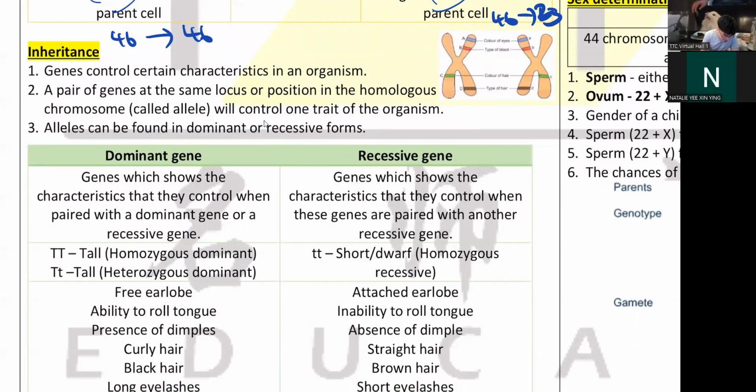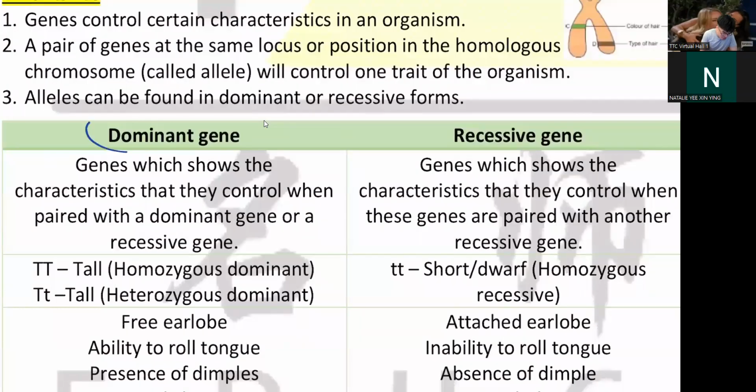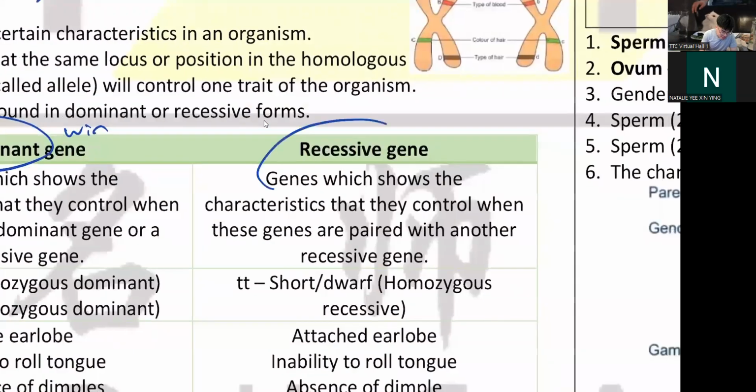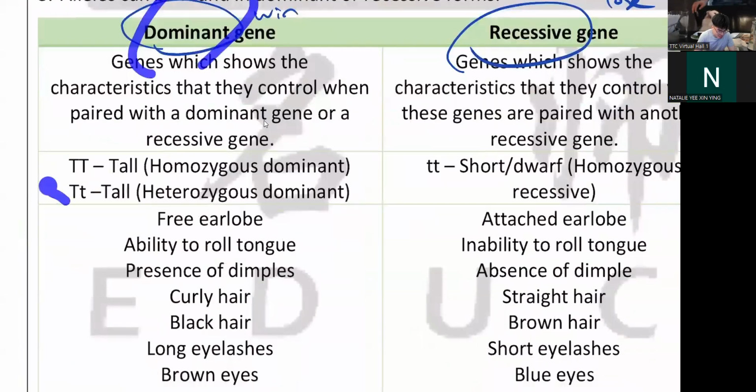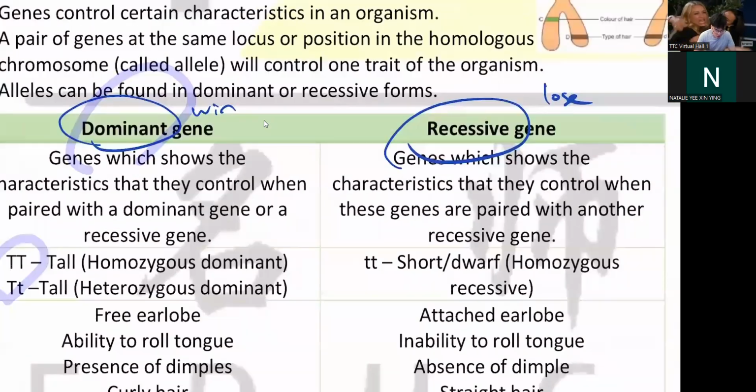Right, so inheritance. We know that genes control a characteristic. Every gene will control one characteristic. So we have 2 types of gene here. We have dominant gene, the winning gene, and we have recessive gene, which is the losing gene. I'm sure you still remember this, right? Usually for dominant gene we use a capital letter, and for recessive gene we use a small letter.